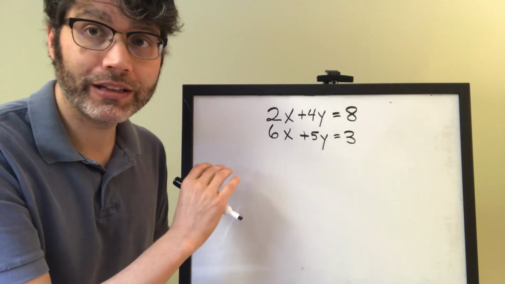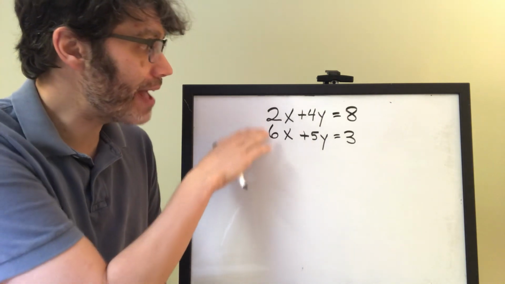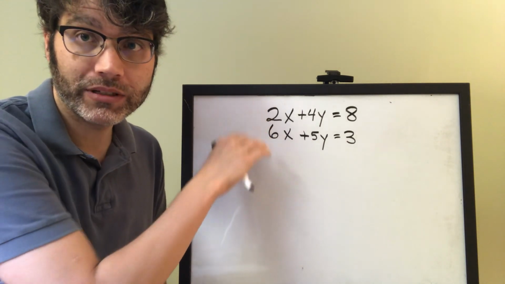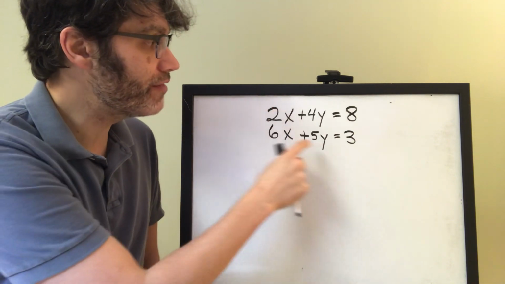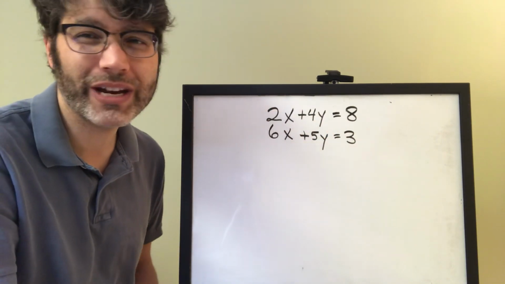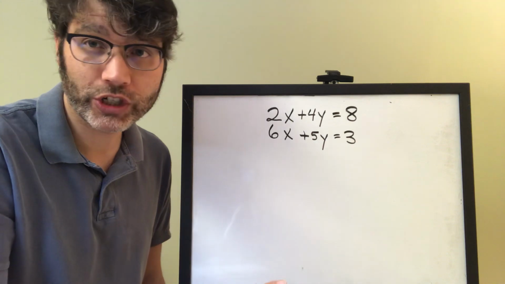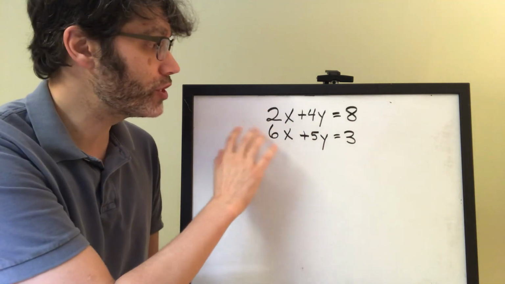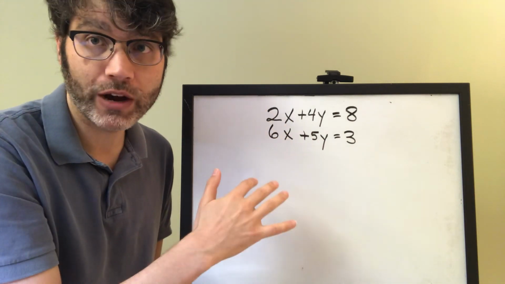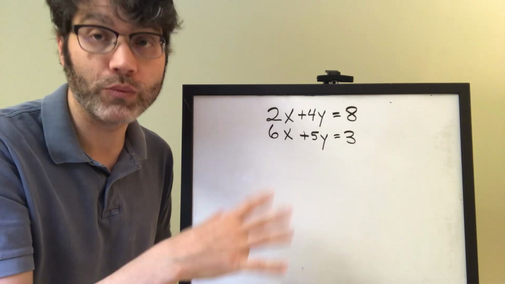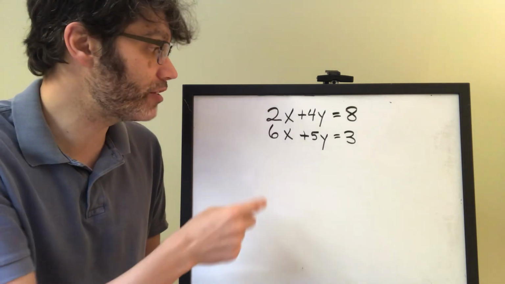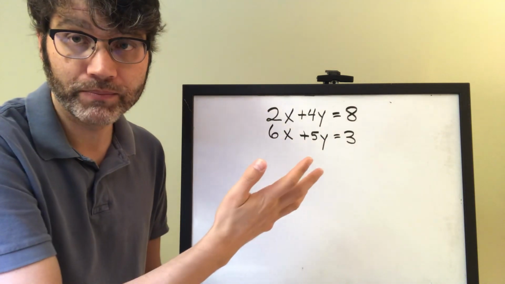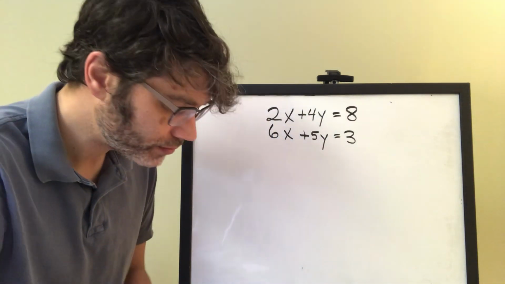So what we're trying to do with the elimination method is add the two equations together in the system so that one of the variables drops out. We don't care which variable drops out, but we just want one of them to drop out so we can figure out what x or what y is. And then once we figure out what x or y is, we can plug that value back into one of the equations and then solve for the other variable.